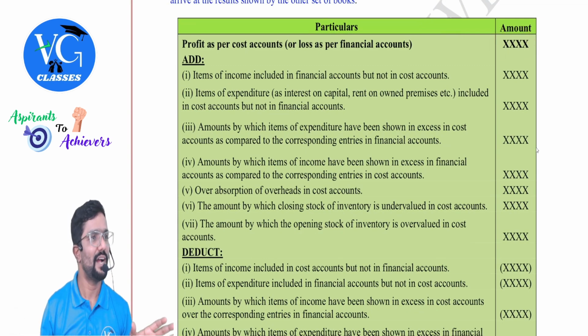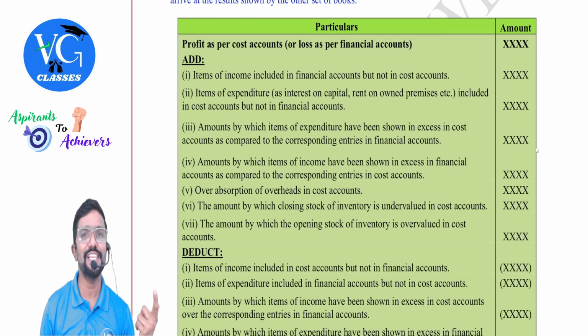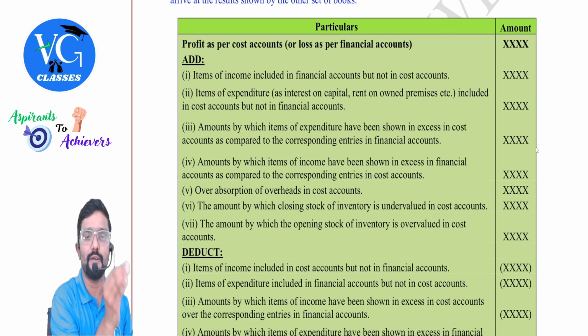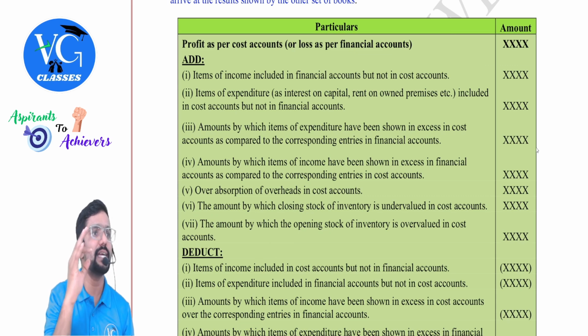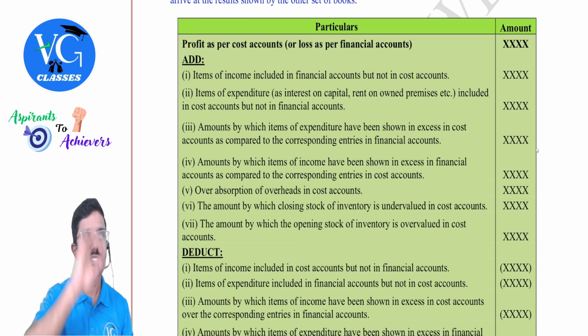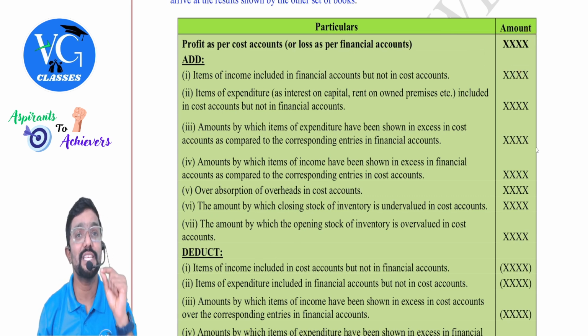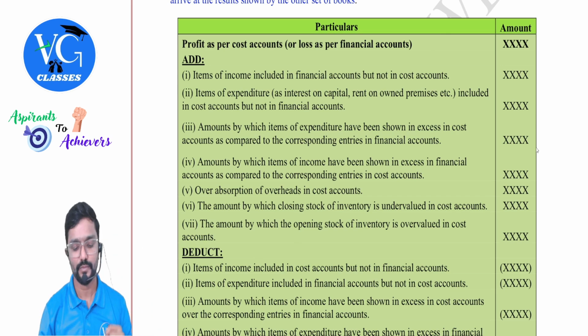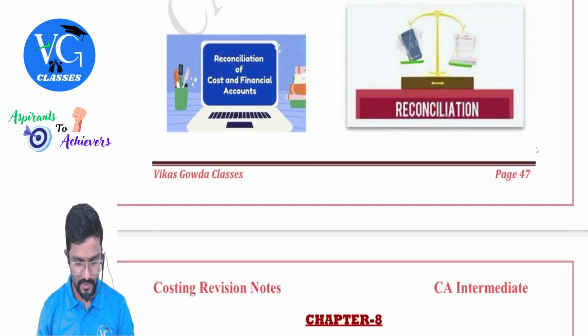That's all. And when you are analyzing whether to add an item or deduct an item, please analyze from the profit point of view. If you start analyzing from the loss point of view, it will confuse you. Analyze from the profit point of view, meaning because of this item, has my profit increased or decreased? Accordingly, decide whether to add or deduct. But one change is you put the starting point in brackets, when the starting point is a loss. Okay. Done with this.